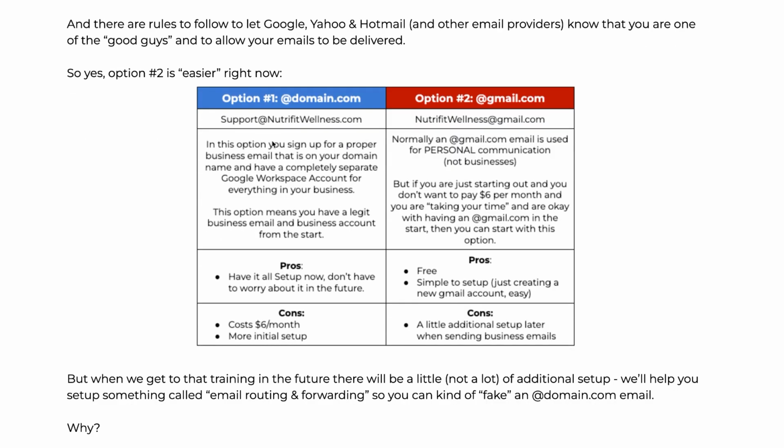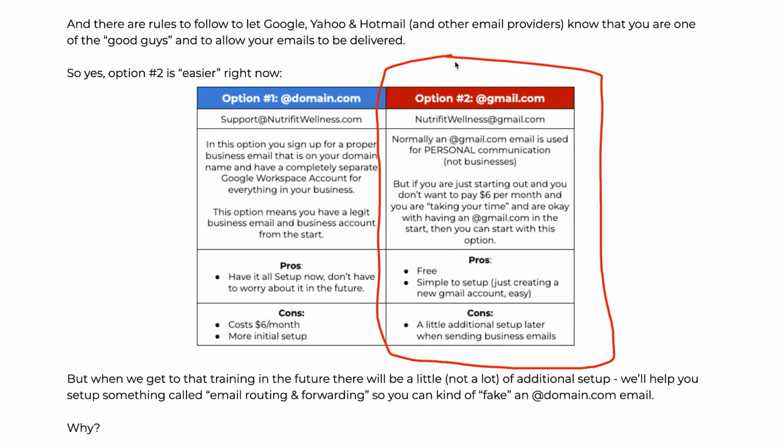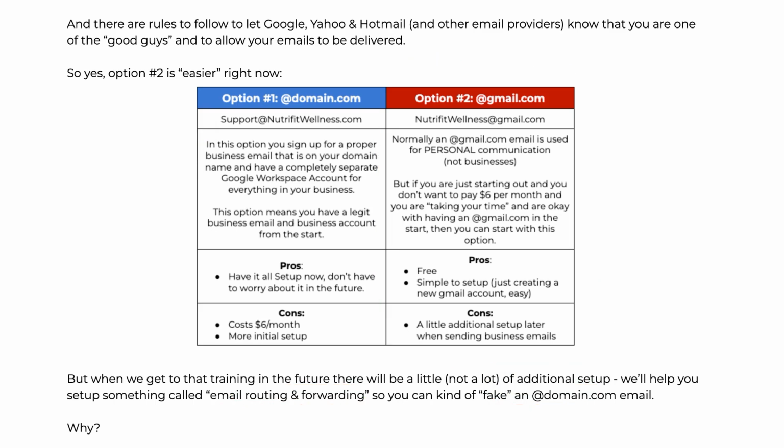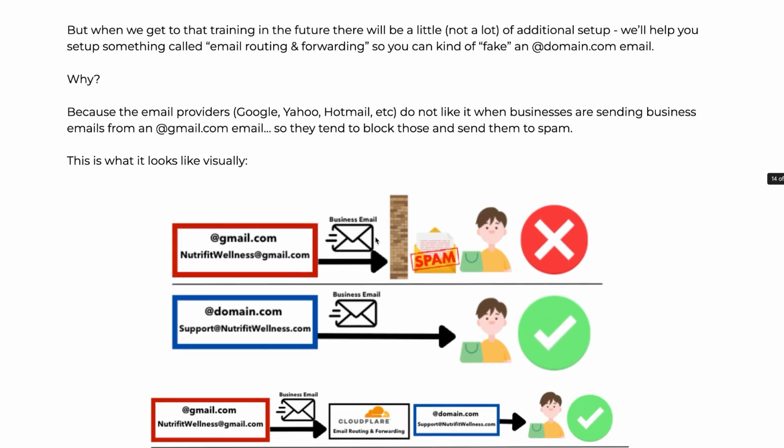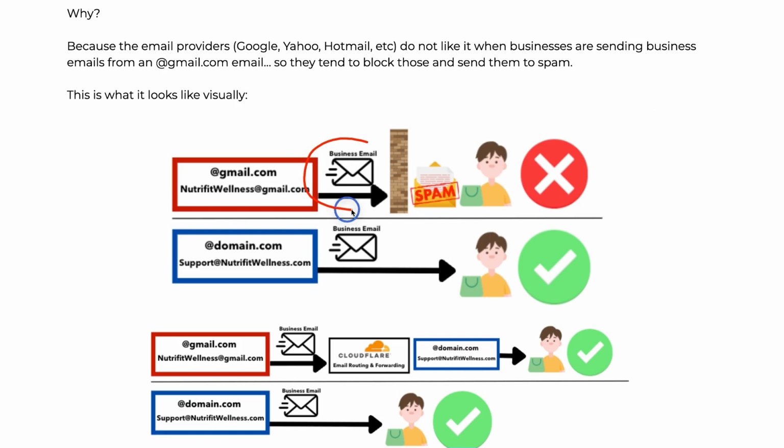And so yes, option number 2 is going to be easier right now, and it is going to be free for you right now. But what's going to happen is that, like I said, in an additional training in the future, we're going to walk you through a little bit, not a lot, but additional setup. So that way you can actually set up something called email routing and forwarding. So that way you can kind of fake it as if you have an @domain.com. Why? Because the email providers do not actually like it when somebody sends out business emails from an @gmail.com. And so even though option number 2 is an @gmail.com, we're going to have to walk you through how to set up this setup called email routing and forwarding later on.